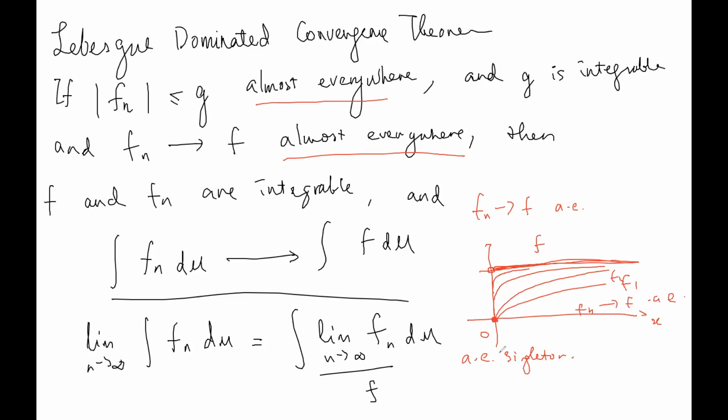Okay? So a singleton has 0 measure, right? The measure of a single point is 0. So we don't care. As long as the convergence is to all possible values of x except at a set of x where you have 0 measure, we will say that it converges almost everywhere.